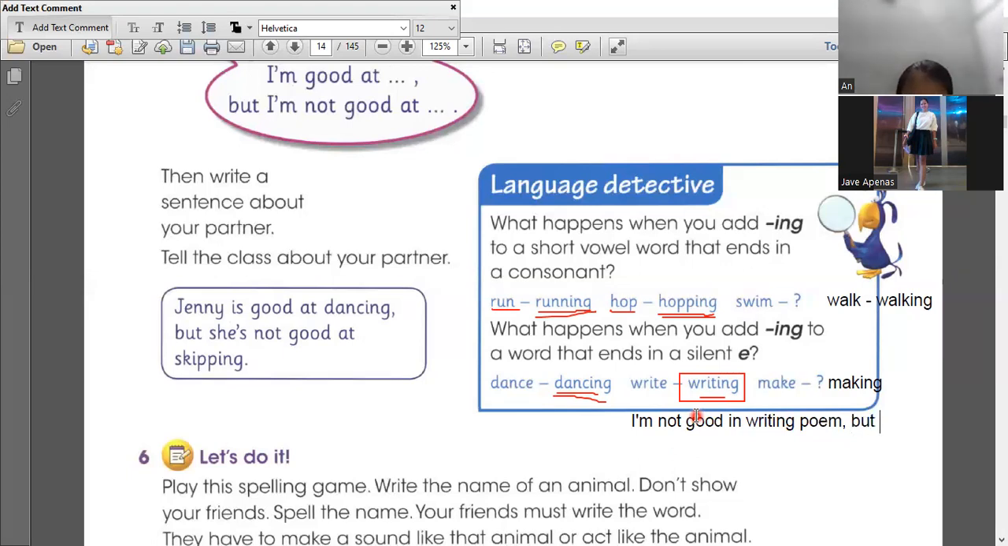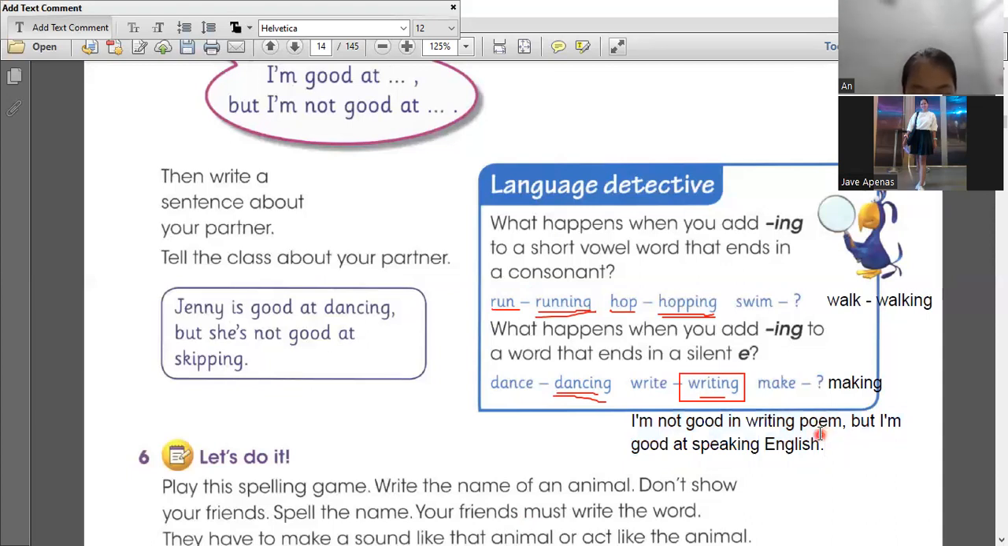But let's also connect it to something that you're good at aside from writing. But I'm good at, let's say, I'm good at speaking English. Speaking English. All right, this is your sentence. Can you please read? I'm not good in writing poem, but I'm good at speaking English. Okay, that's it. Good job.